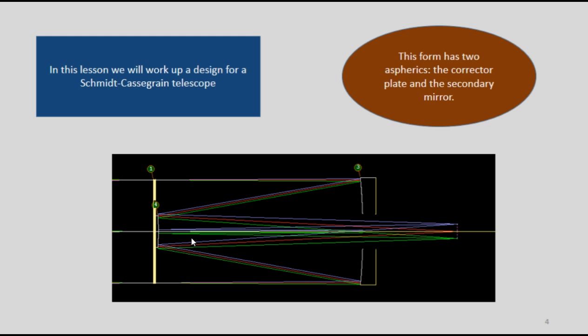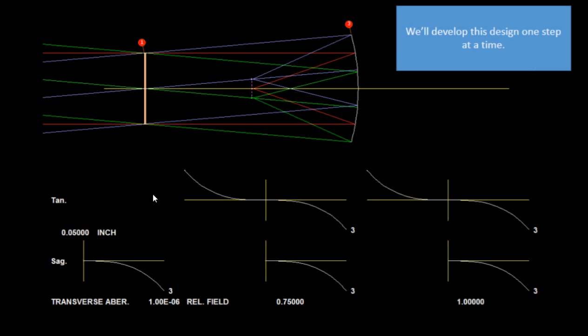Now in this lesson, we're going to work up a design for a Schmidt-Cassegrain telescope. And this one has two aspherics, the corrector plate and the secondary mirror, right here. So we'll develop it one step at a time.